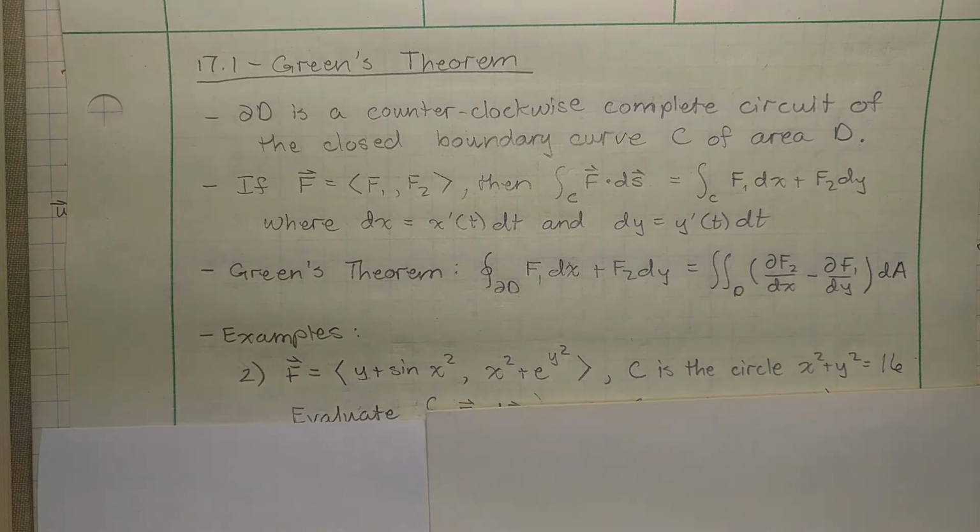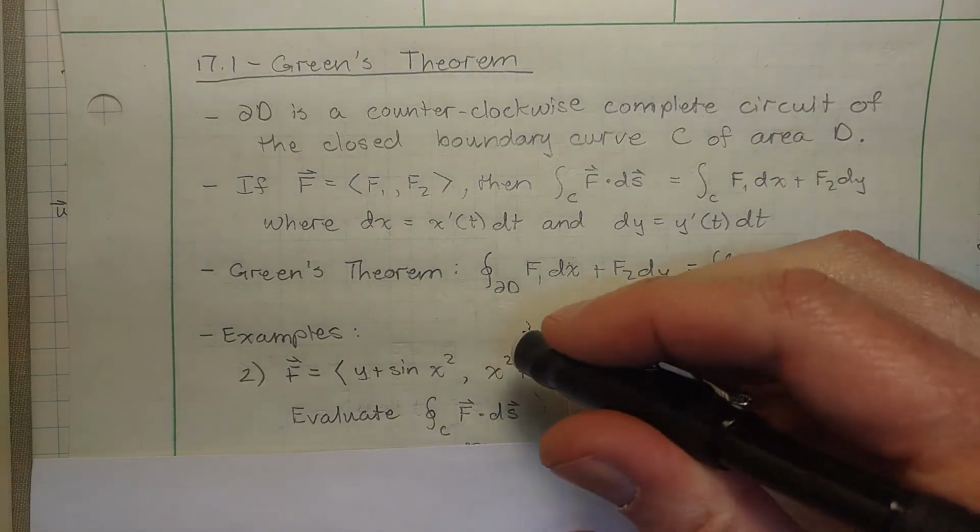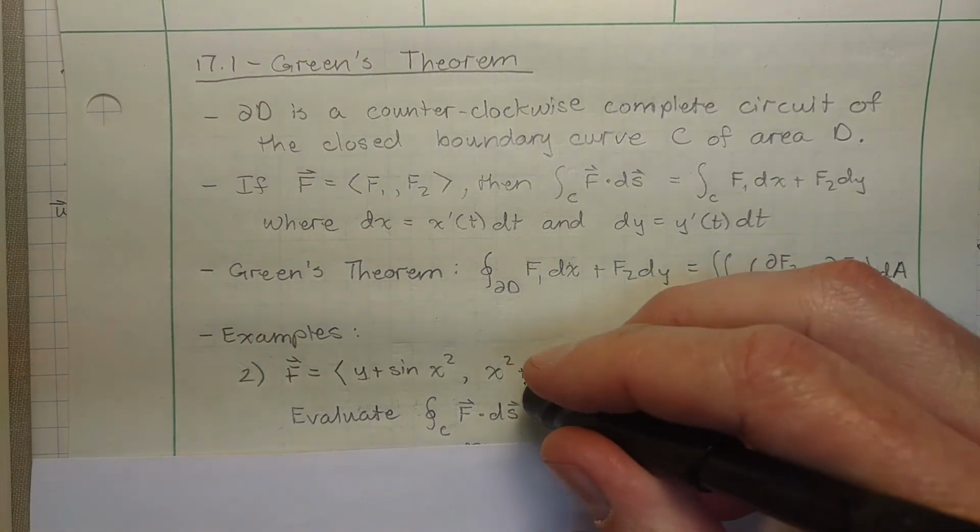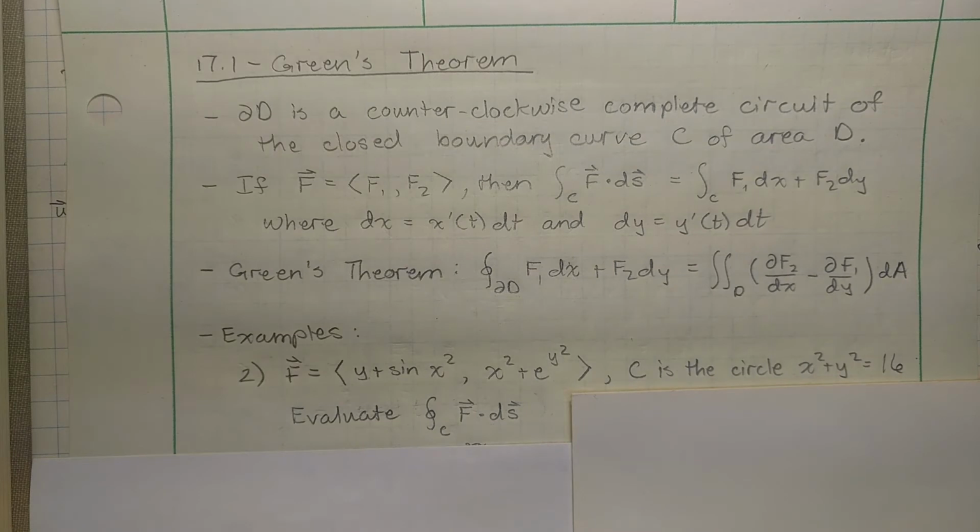It wants us to evaluate that integral of that curve over that vector field. Now notice, if I was going to do it the classic way, number 2 actually asks you which way is easier, so I'll show you how you can see that.